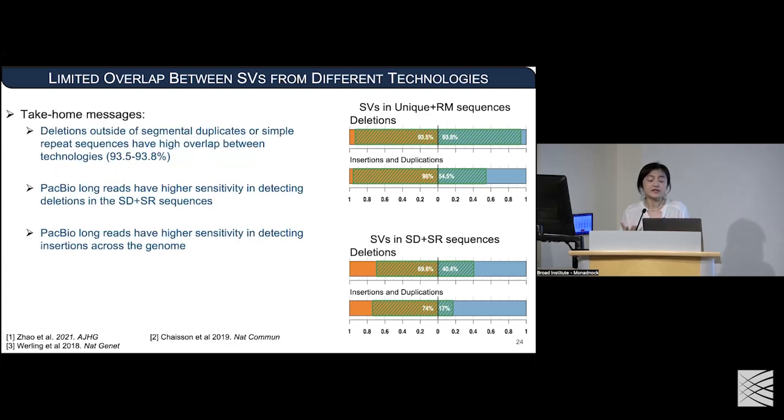So a couple of take-home messages from this study that I hope to highlight: our current short read data can detect deletions in over 90% of the genomes very well. That's very comparable to long read data. When it comes to the repetitive genomic regions, that is where short reads lack power, while long reads are really good. And for insertions, short reads also lack some capability, but I think there's a lot of room for further method development to make this better.